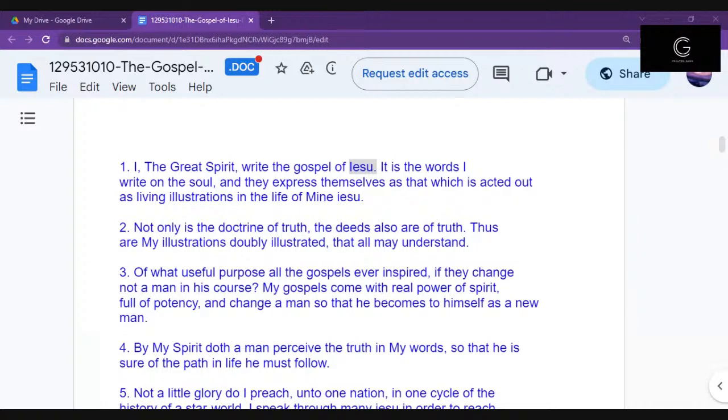This thing's something different. He said come full of potency. Not impotent, potent. And what does it do? It changes a man so that he becomes a new man to him, to his goddamn self.